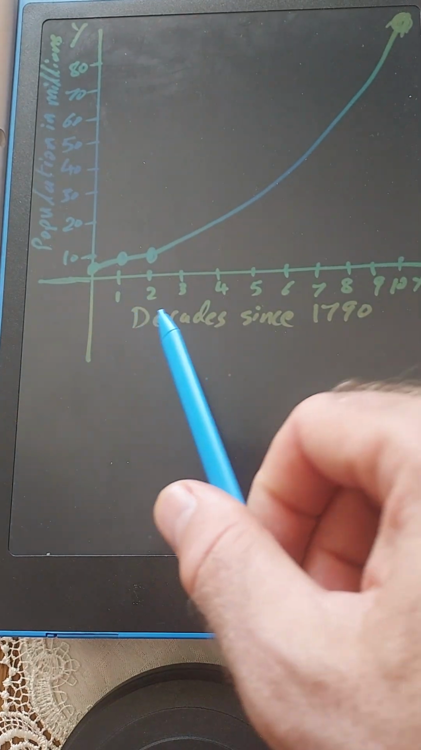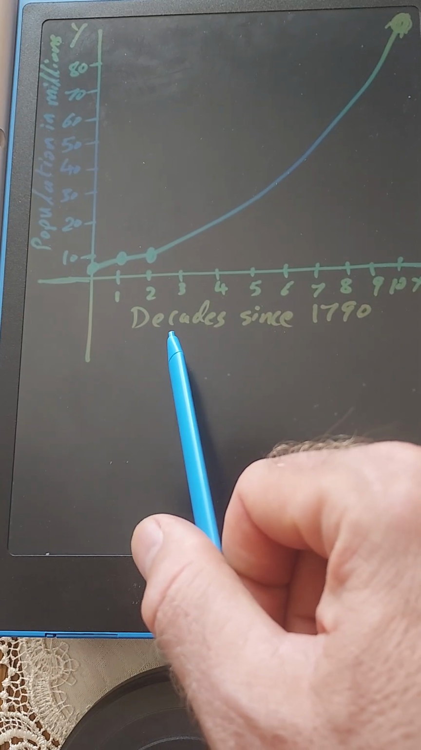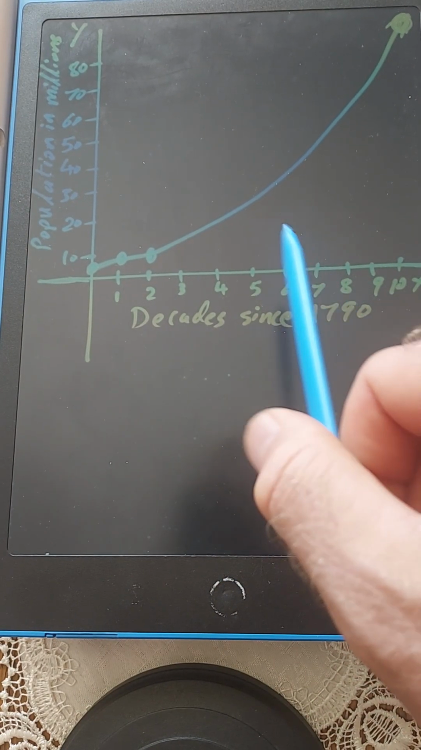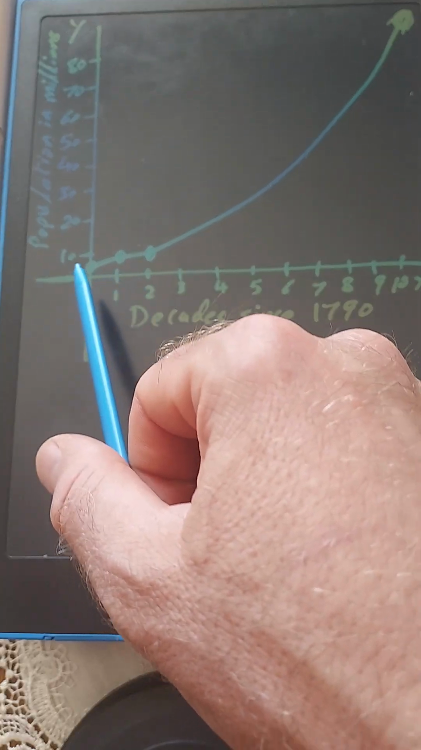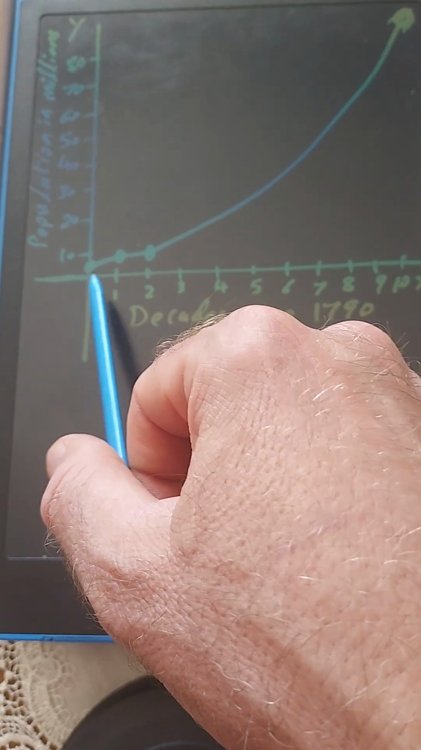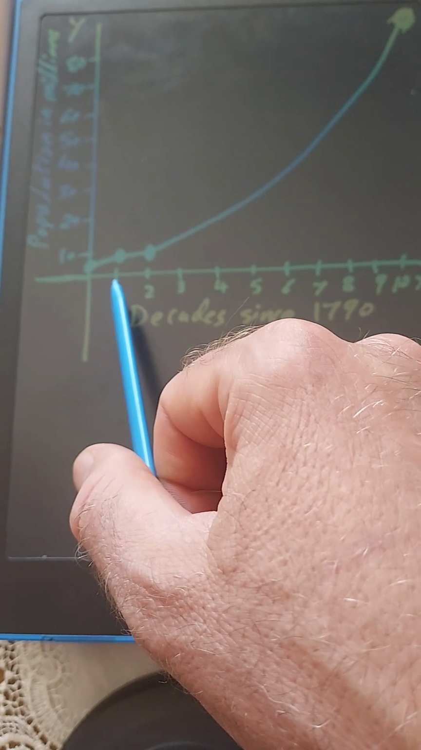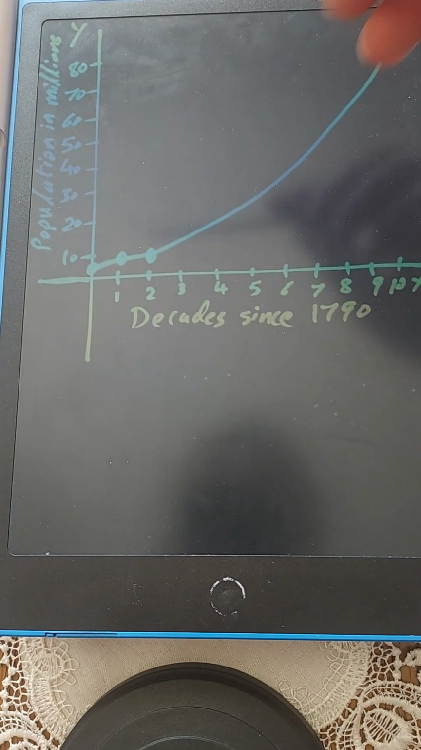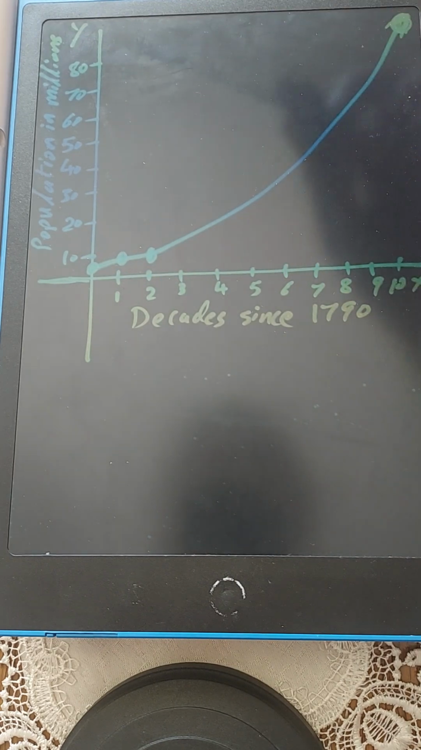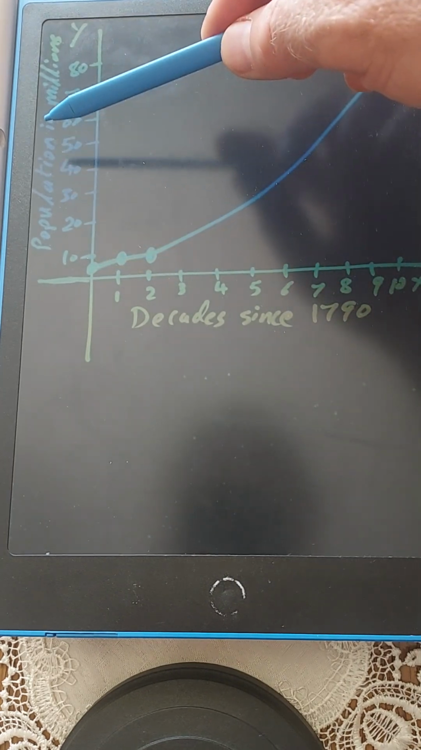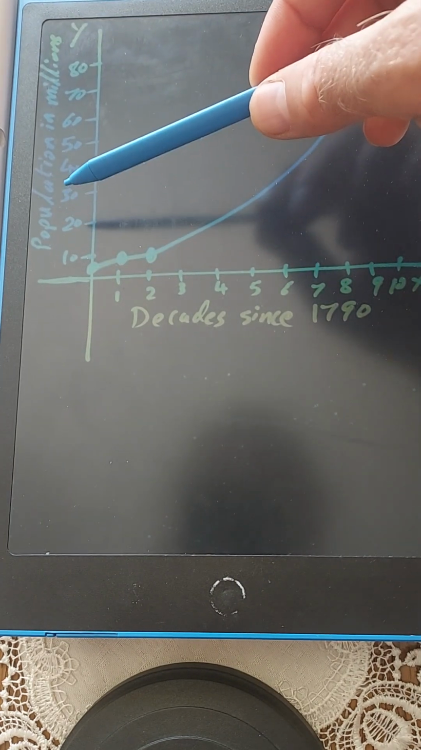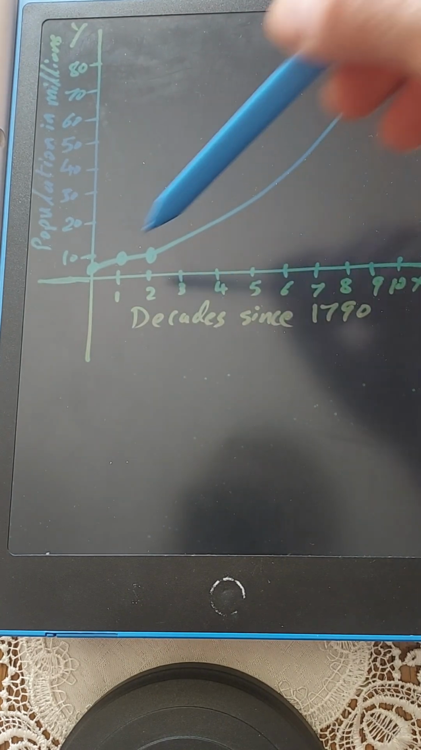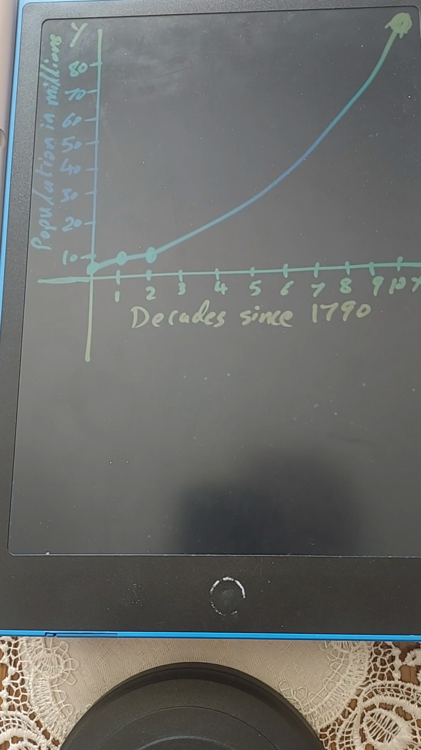This represents decades since 1790, so each one represents 10 years: from 1790 to 1800, then 1810, all the way to reach 10. The y-axis is the population in millions, so we get 10 million, 20, 30, 40, up to 80 million. And this is how the graph will look with the points we have.